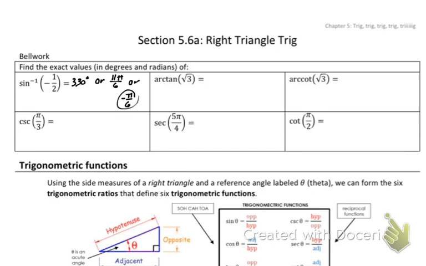Yeah, this one says in degrees and radians. I'll accept radians. On your homework, if you forgot to put degrees and radians, I'm okay as long as you put radians. That's the most important one, I think.